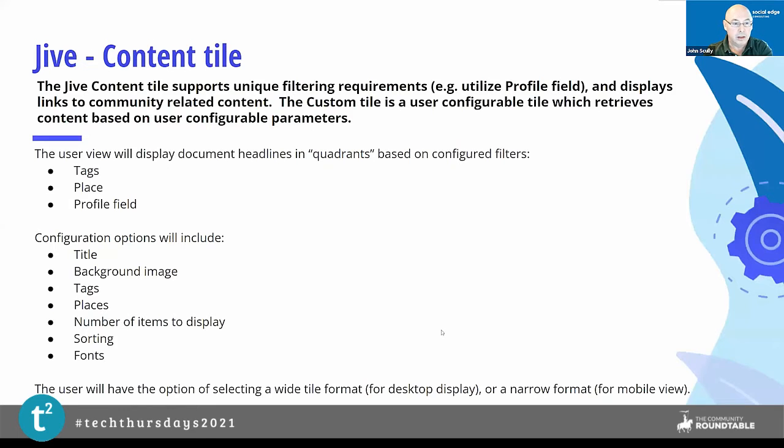What's the last one? Oh, the content tile, one of my favorites. It's best to show you the UI to understand how this one works, but basically it's a tile that displays content in a Jive environment. It has some personalization capabilities. The use case that's been most commonly used with this tile is you want to show content for users with a certain profile field.